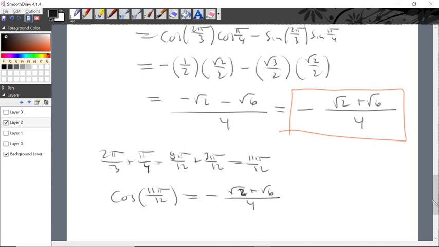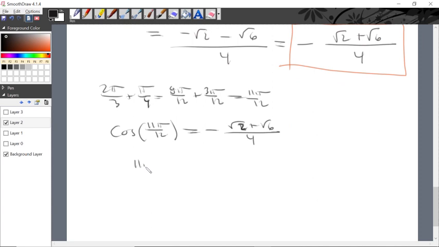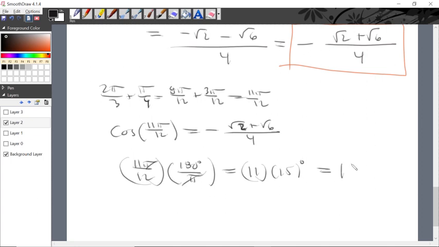What is 11 pi over 12 in degrees? All right, 11 pi over 12 times 180 degrees over pi. Cancel pi with pi. 180 divided by 12 again is 15. So we have 11 times 15 in degrees. Okay, 11 times 15 is 10 times 15 plus 1 times 15. That's 150 plus 15. So 165 degrees, in other words.